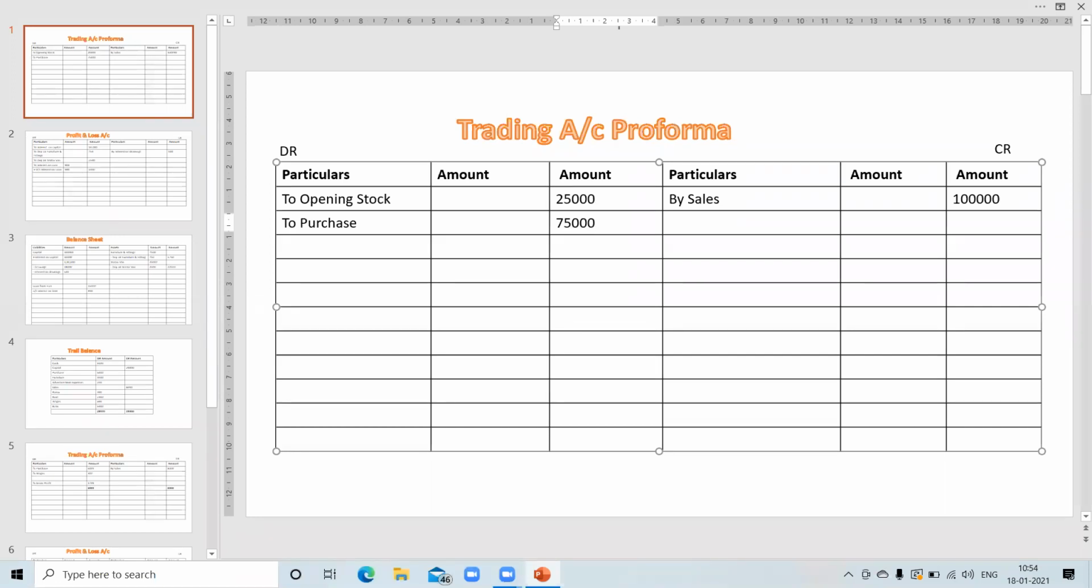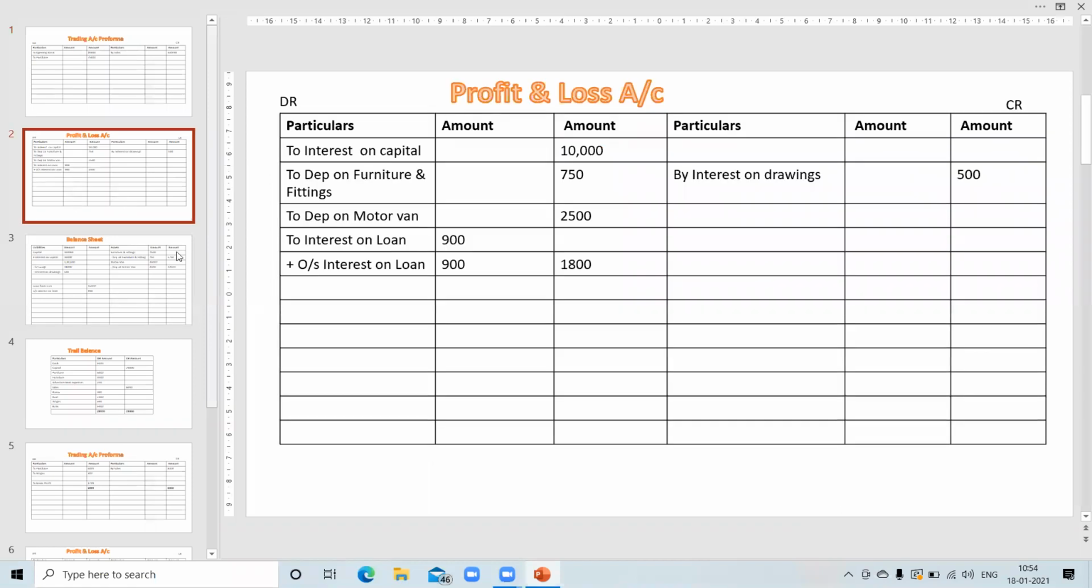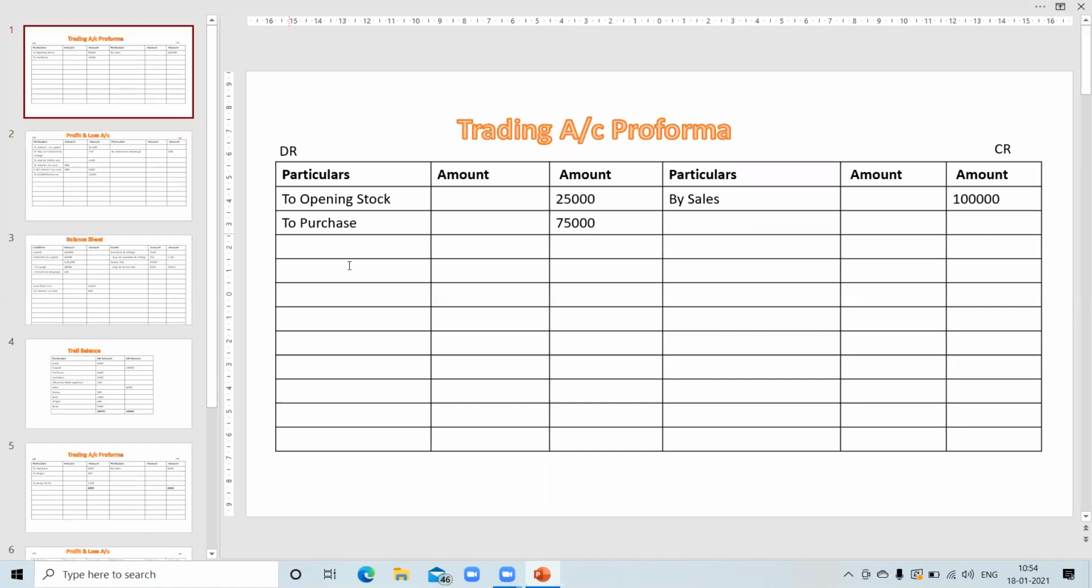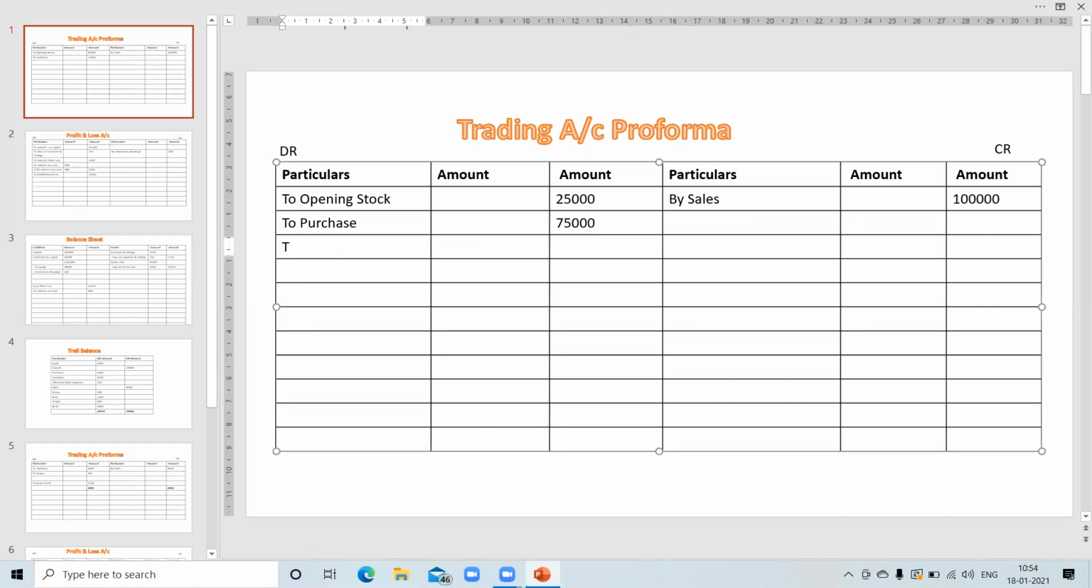Next, establishment expenses. Establishment expenses will be posted in the profit and loss account, debit side. To establishment expenses, the amount will be posted directly in the outer column, again 15,000. Next are wages, which are a direct expense, so they will be posted in the trading account, debit side. To wages.